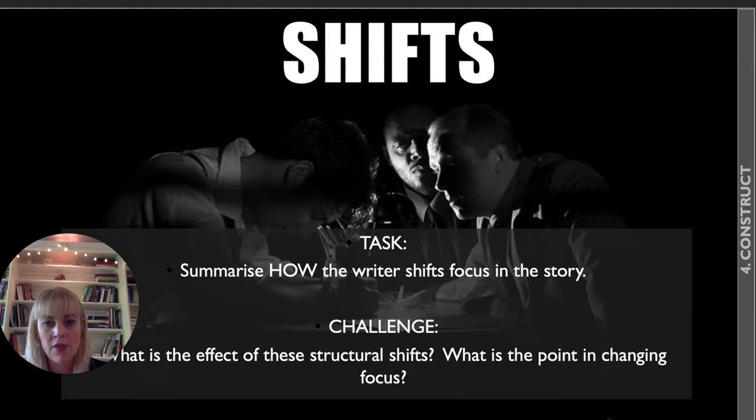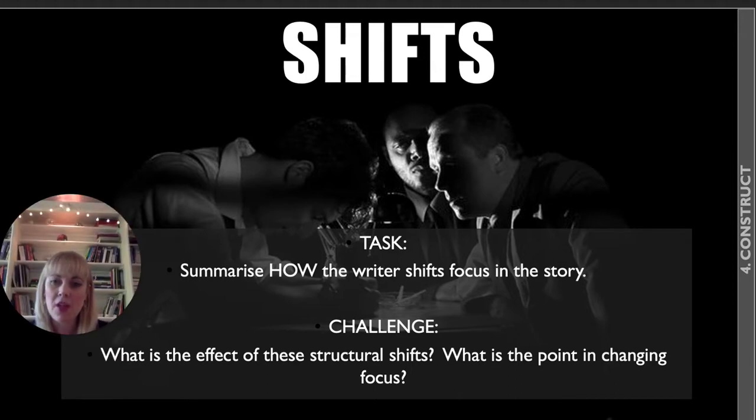Okay, now to think about the challenge, what is the effect of these structural shifts? What is the point in changing focus? What do we think the point was then, people? From moving from the character of Strike arriving at his office to the man in the middle of the room, to the man in the middle of the room behaving weirdly, to the man in the middle of the room starting to speak. Why does the writer break it up into a sequence of moments like that in succession? Have a think now, jot down some ideas and come back for the answers. Pause the video.